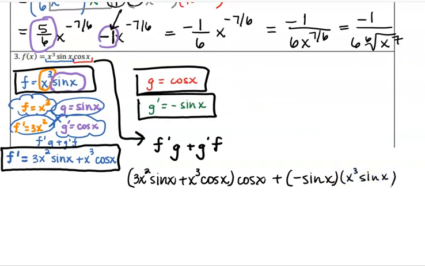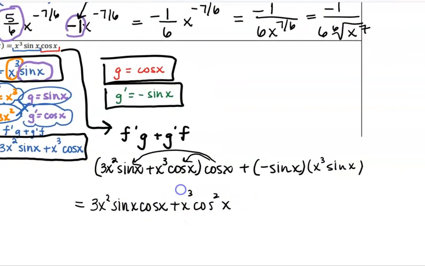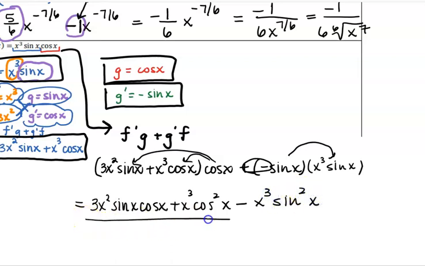And then I'm just going to clean this up a little bit. I'm going to distribute this cosine to both of these terms in the front here. So we have 3x squared sine x cosine x plus x to the third cosine squared x. And then I'm just going to multiply this negative sign with that sine. Notice that we'll now be working with just subtraction here. So we have minus x to the third sine squared x. And there's our final answer.